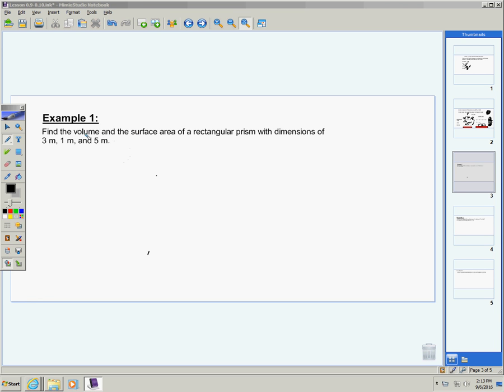First example, we want to find the volume and the surface area of a rectangular prism with the dimensions of 3 meters, 1 meter, and 5 meters. Now there's two approaches you can take here.